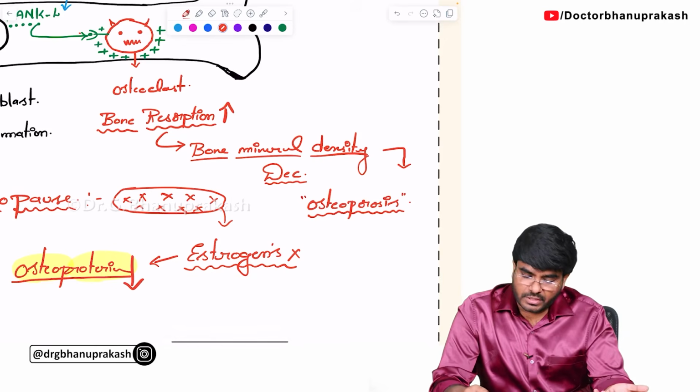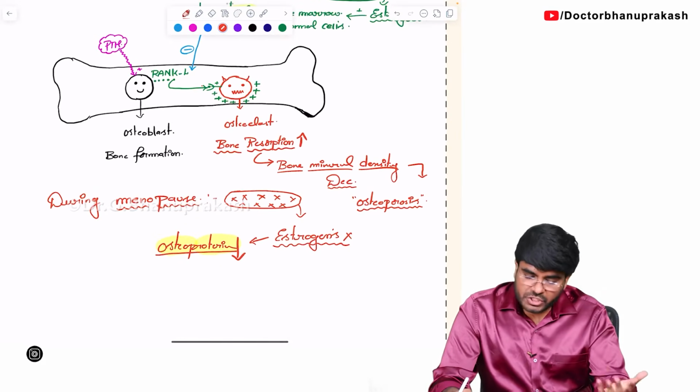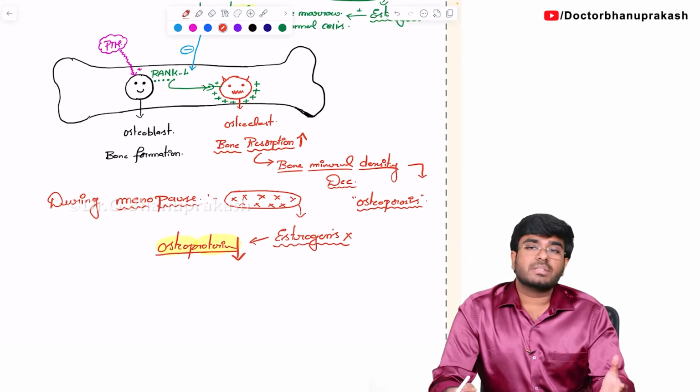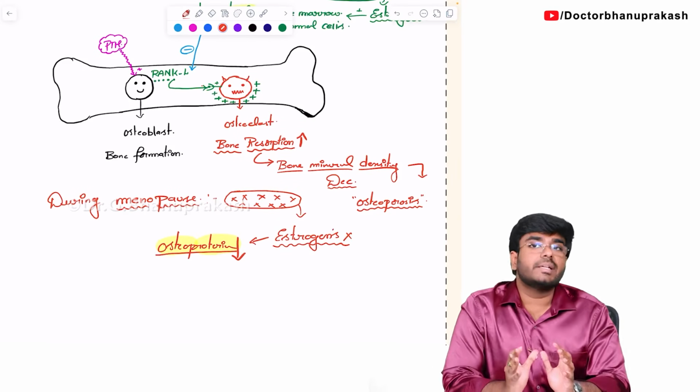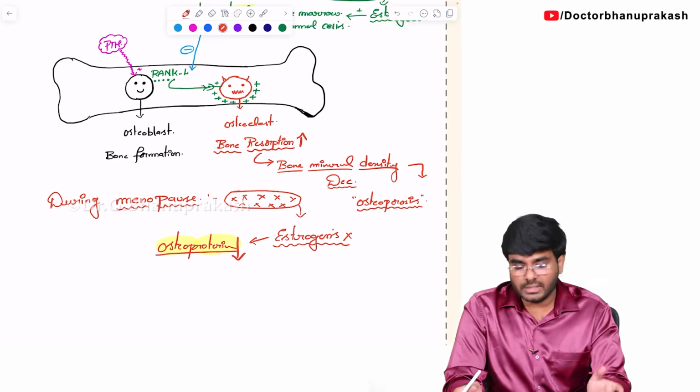Now why postmenopausal osteoporosis? The main reason is no estrogens. Estrogens are not there. No osteoprotegerin, more osteoclastic activity, more bone resorption. More bone resorption means the bone is getting broken down. So the bone mineral density is going to decrease. That is going to cause the osteoporosis in the postmenopausal female.